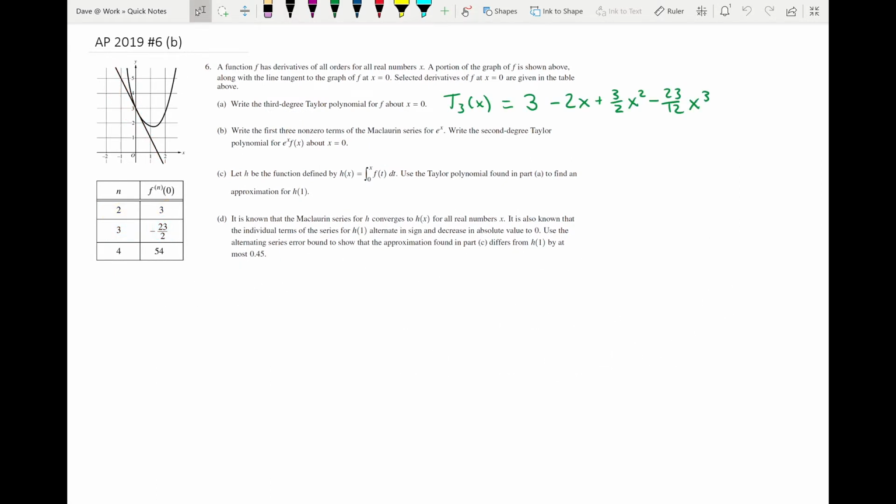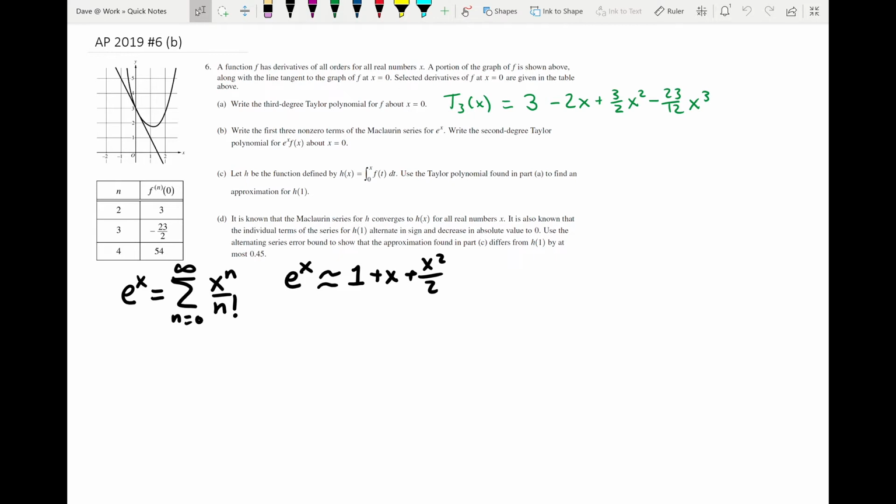Part B, write the first 3 non-zero terms of the Maclaurin series for e to the x. Write the second degree Taylor polynomial for e to the x, f of x, about x equals 0. So, e to the x's Maclaurin series is the sum of x to the n over n factorial as n goes from 0 to infinity. But in this case, we only want to approximate e to the x for the first 3 non-zero terms, which will then be 1 plus x plus x squared over 2 factorial, and 2 factorial is just 2, so we'll just write it like that.